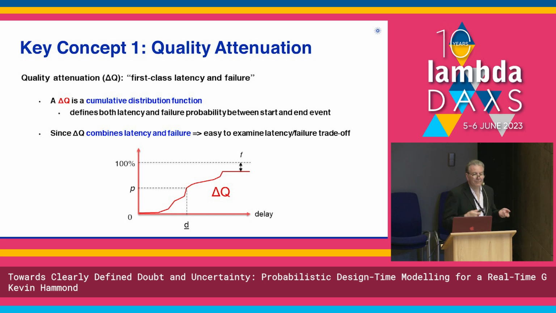Since you're combining both latency and failure, you can then do things like examine the latency versus failure trade-off. So if you have a stronger requirement for success, then you may have tighter requirements on the latency. If you have stronger requirements on the latency, you may then say your probability of success is lower. So it allows you just to explore this in a consistent way.